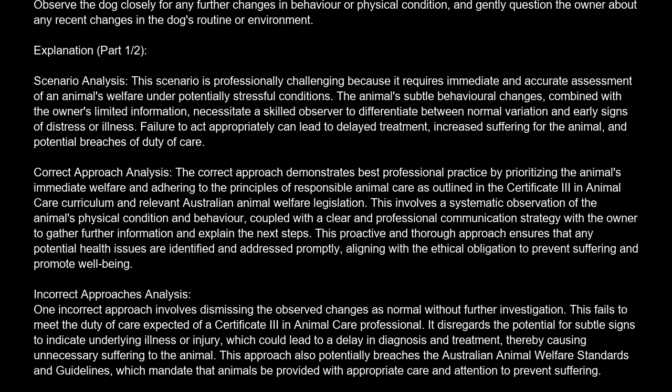Another incorrect approach is to immediately assume the worst-case scenario and recommend drastic intervention without sufficient evidence. While vigilance is important, overreacting can cause undue stress to the animal and the owner and may lead to unnecessary veterinary costs. This approach lacks the professional judgment to differentiate between minor behavioral shifts and genuine health concerns, and it bypasses the crucial step of gathering more information. Ethically, professionals should act on evidence and avoid making premature diagnoses.